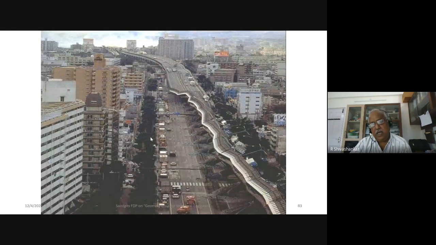This is the 1994 Kobe earthquake. It was earlier thought that clay soils won't liquefy, right? But subsequently, in Japan, it's mostly clay. So it was found that this bridge also tilted because of liquefaction of the soil beneath the foundation. So then people started studying liquefaction of clays.